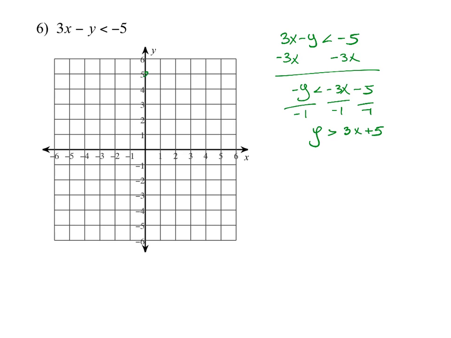So that means that I'm going to start here. Now, I don't have enough space to go up, so I'm going to go down: 1, 2, and 3, and 1 to the left. And I'm going to trace my graph. Again, this is going to be a dotted line.